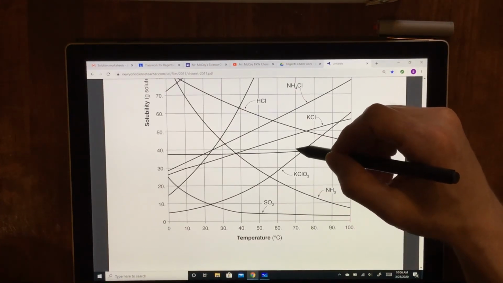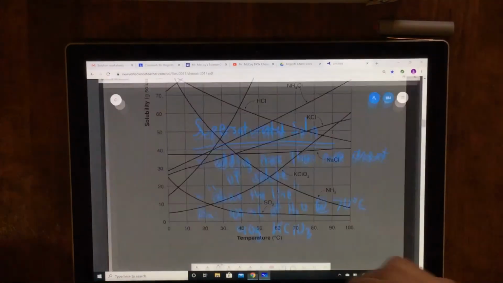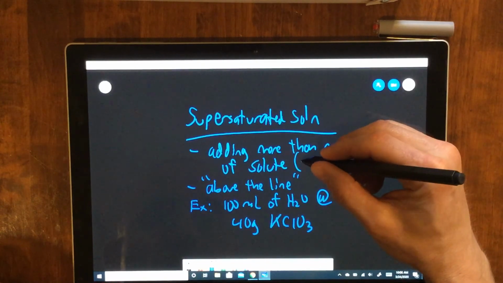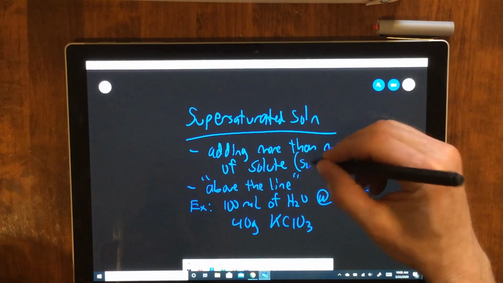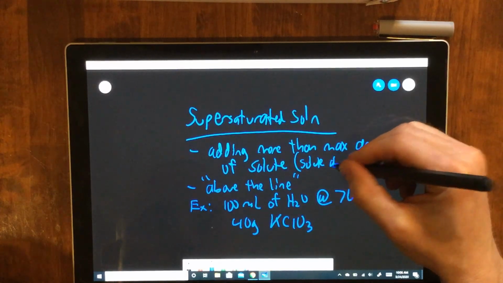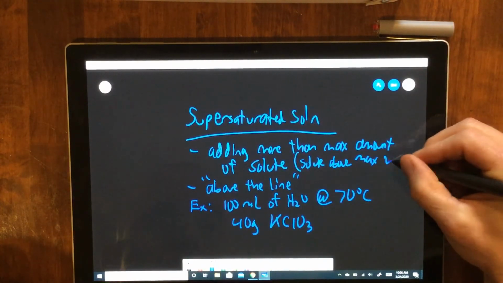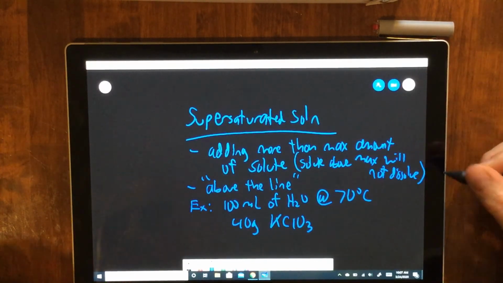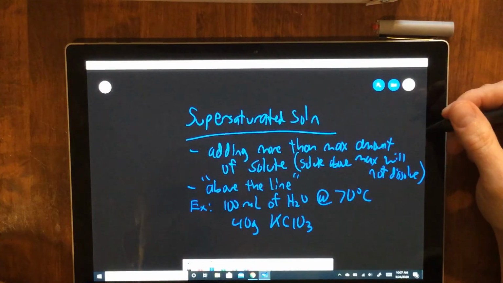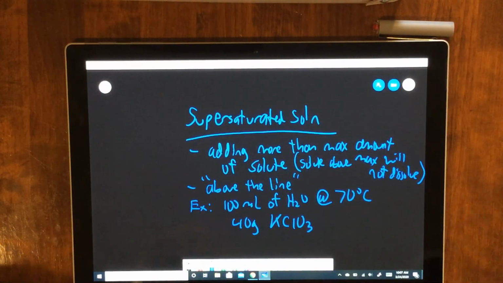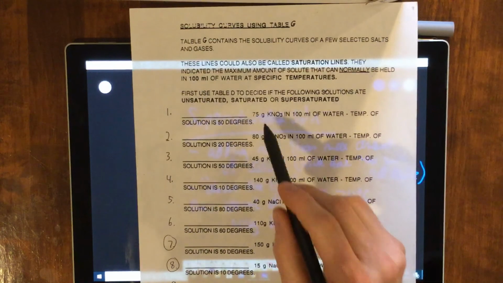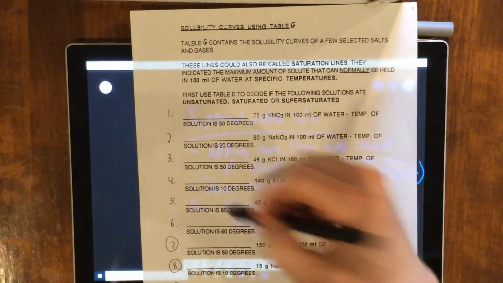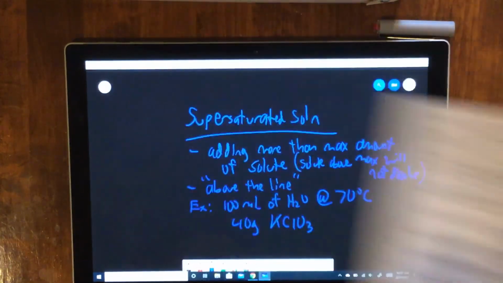So on here, above the line is called supersaturated. So adding more than the max amount of solute, and then in parentheses, solute above max will not dissolve. All right, so again, I'm going to stop this. Use these numbers and table G to figure out, is it unsaturated, supersaturated, saturated. That's what you're doing.